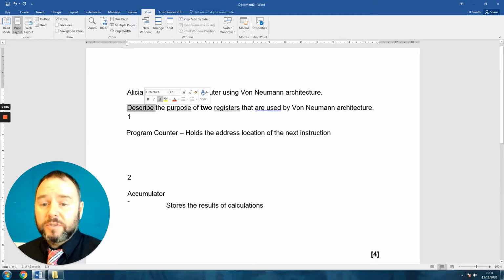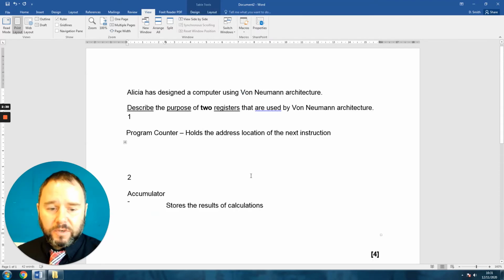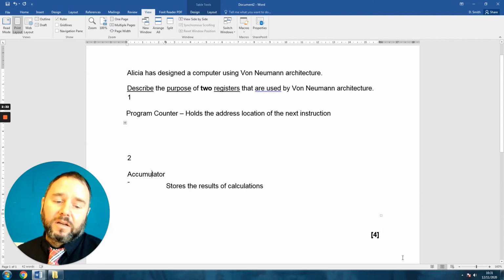We've described the purpose, we've said what they do, we've identified 2 registers, we've picked 2 easy ones, easy 4 marks, and that could be the difference between a grade boundary on a computer science paper.